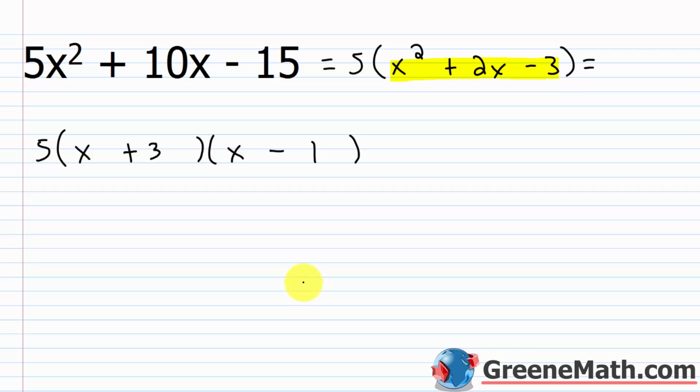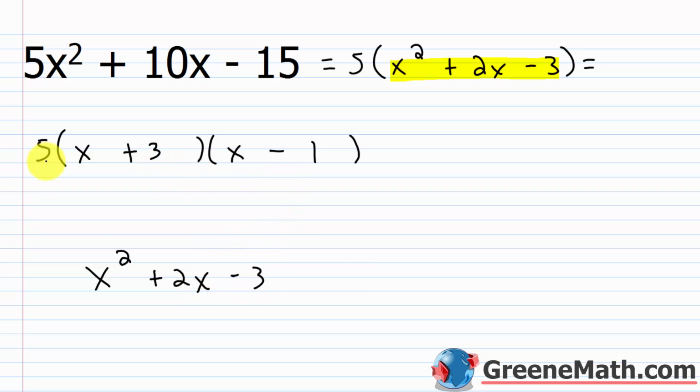And if you want to check this, first you would multiply your two binomials together. So x times x is x squared. The outer would be negative x. The inner would be 3x. Sum those together, you get 2x. And the last would be minus 3.